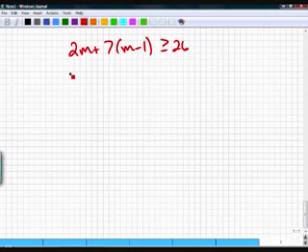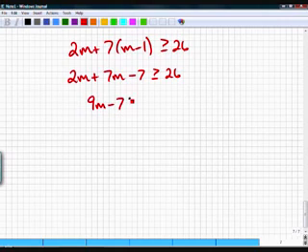Good job. So I now have what? Negative 7. Good job. Is greater than or equal to 26. Let's see. Jake. Next step. What do I do? And how many do I have? No. 9m minus 7 is greater than or equal to 26. Any questions? Samantha, what do I move next?